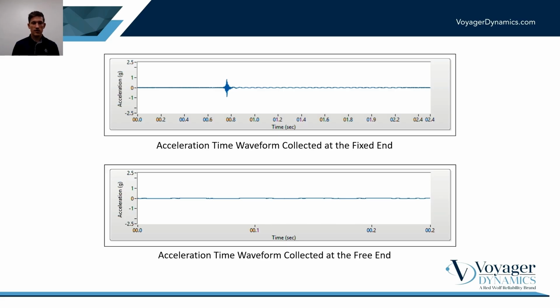Now if we look at the acceleration time waveform from the free end of the beam that was able to move and displace, you'll notice that on a common scale, you get much more acceleration at the free end of the beam. That's because you have to have displacement or the ability to move in order to have acceleration. Since the fixed side of the beam is fixed and not allowed to move, you don't see much acceleration at all.